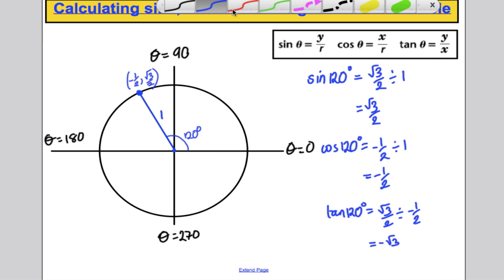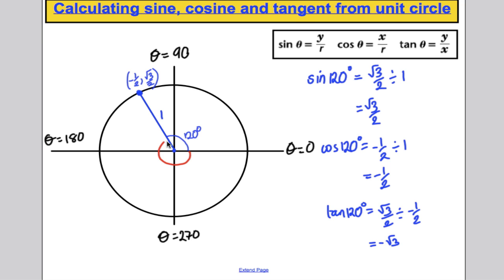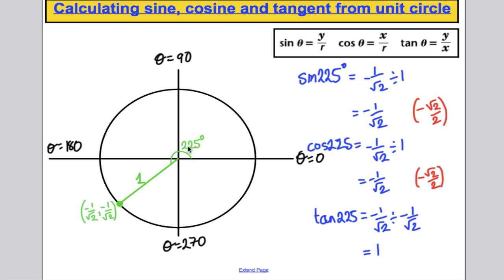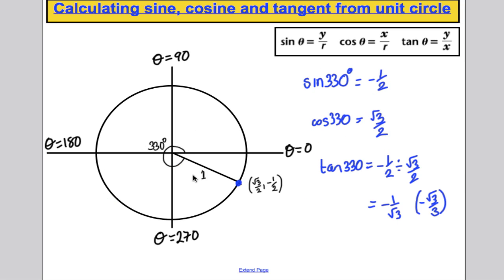Similarly here, as well as taking theta to be positive 120, we could have defined theta to be equal to negative 240. And if we had worked out any of the functions there, like sine of negative 240, we would have indeed got the same answer. And we could do the same thing here. This would have been defined as negative 135 degrees. Or this here would have simply been negative 30 degrees.